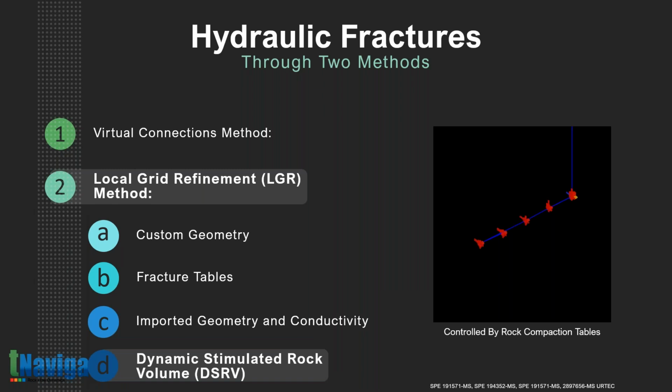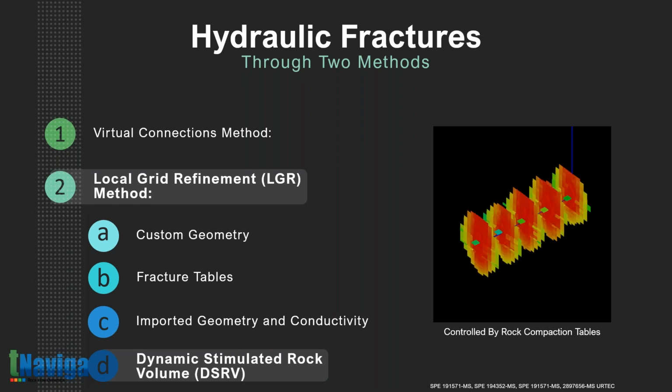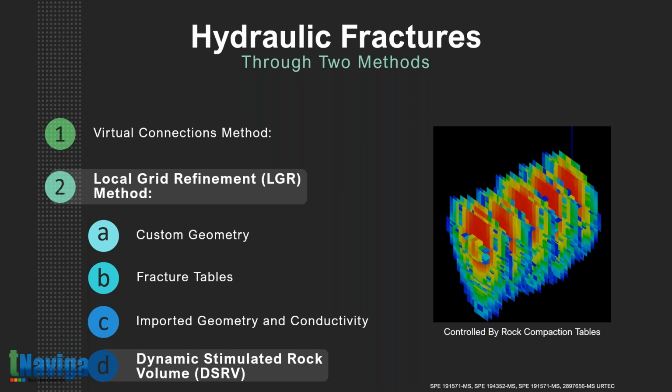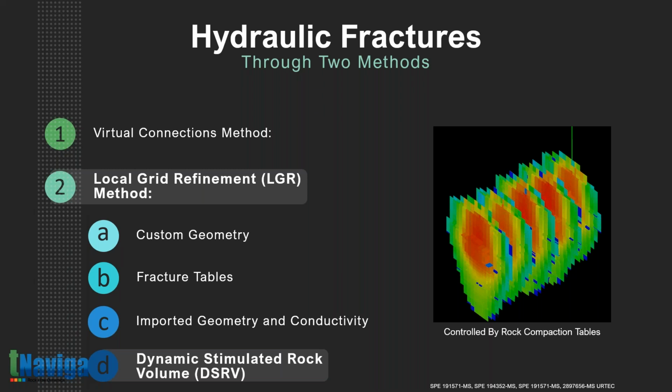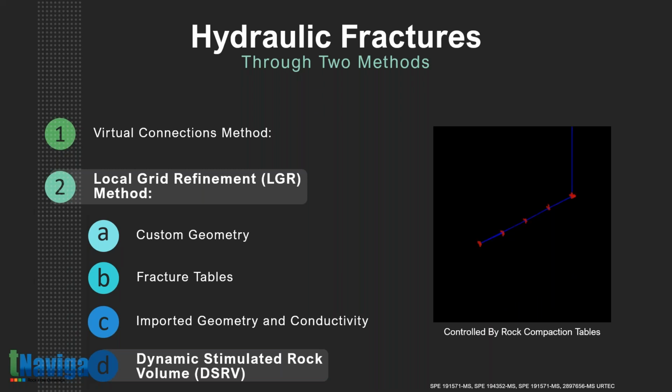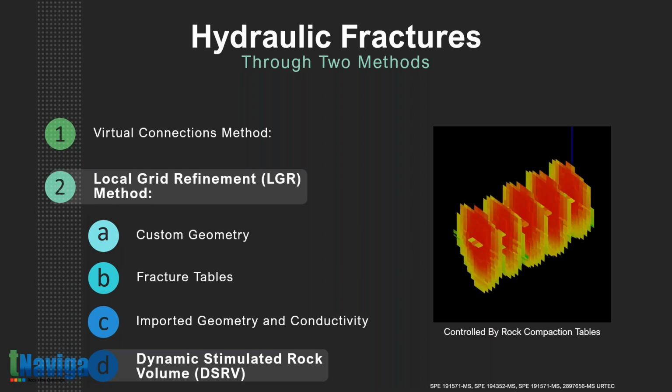And lastly, the dynamic stimulated rock volume, DSRV, which is a method that uses rock compaction tables in order to control the geometry and the properties of the fractures. This method is described in 4 SPE papers that you have there in the slide.